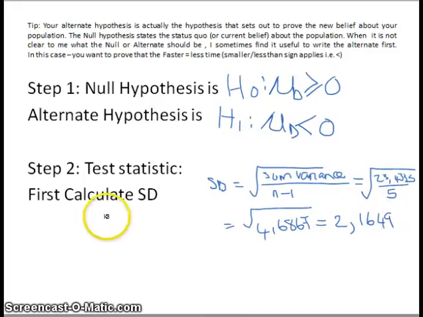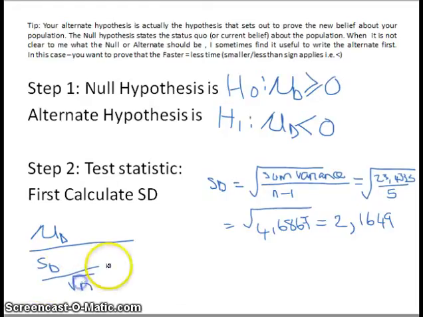When I took the square root of that, according to my calculation, it is 2.1649. I'm going to use this in my test statistic, which is the mean difference over the SD divided by the square root of n. Let me write the formula down first. I'm going to give myself some space here and make that line a little shorter so I can fill in the values.